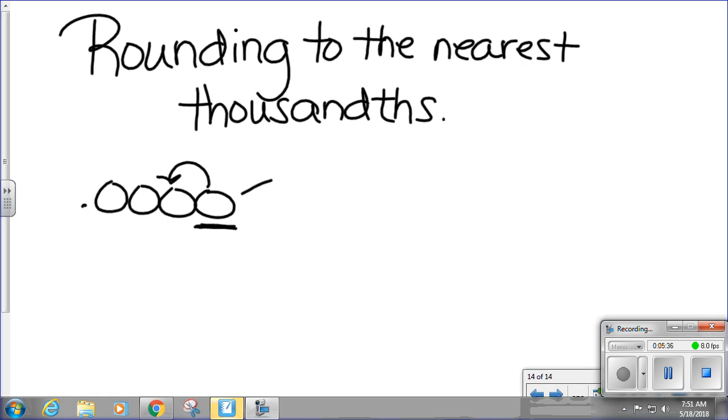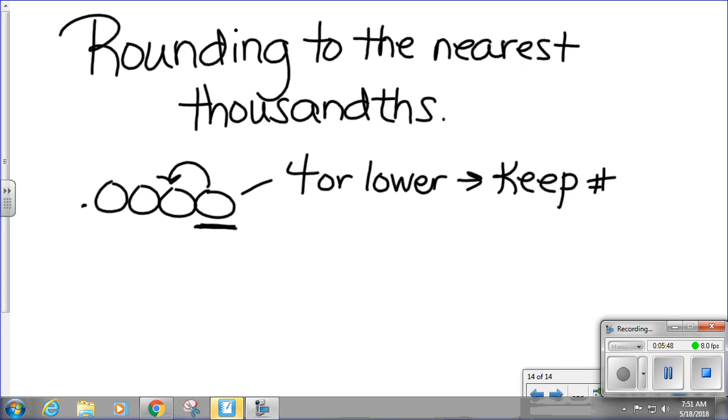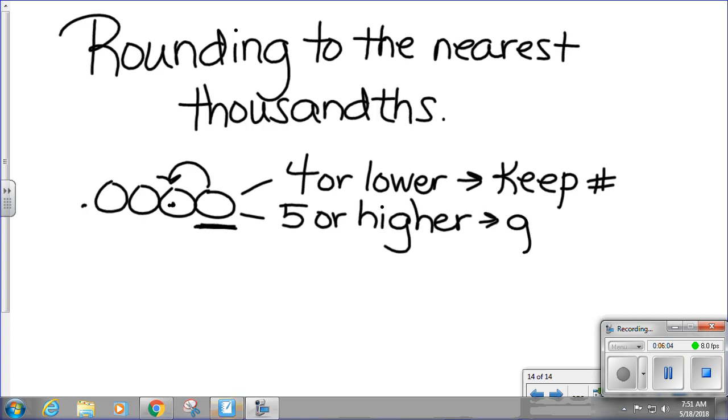If this number is 4 or lower, you will keep this number here. If this number is 5 or higher, you go up 1 number. So let's put a couple of examples here. I'm just going to make them up.